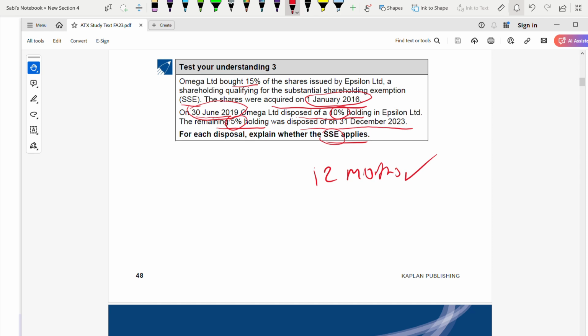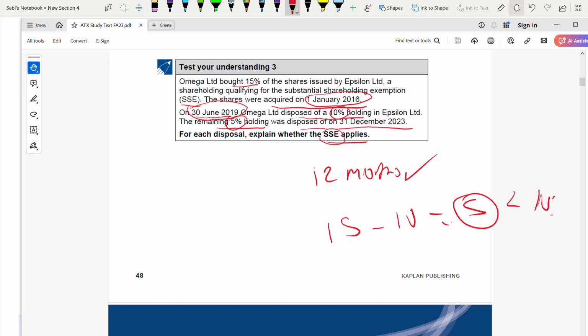Next will also qualify. How? Because he has 15%, disposing 10% means the remaining is 5%, which is now less than 10%. But still it will qualify for SEC. Okay. The second disposal qualifies because it was made out of only a 5% holding.